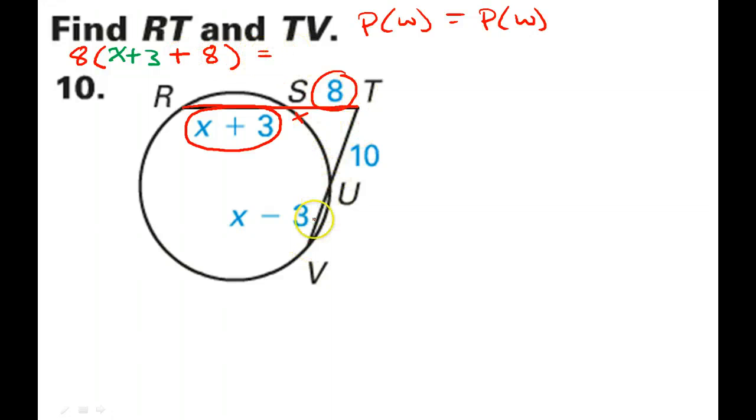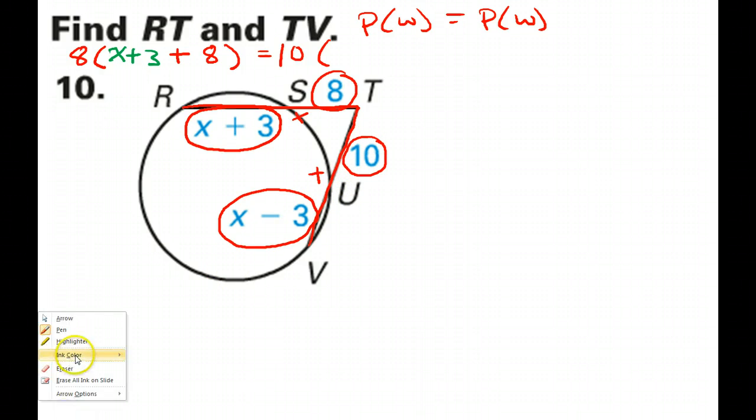Now, let's do the same thing for this segment down here. The part, of course, will be 10 because it's got to be the outer part. Now, the whole, once again, is going to be this plus this. That's going to be the whole thing. So once again, it's going to be x minus 3, and then I'm going to do plus 10.